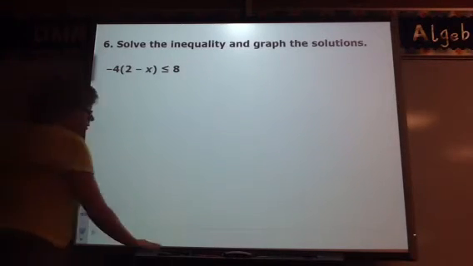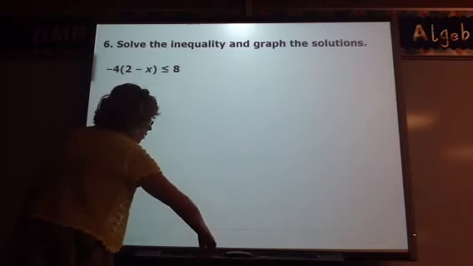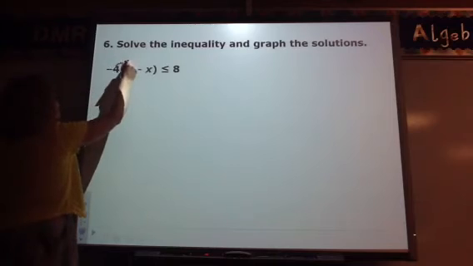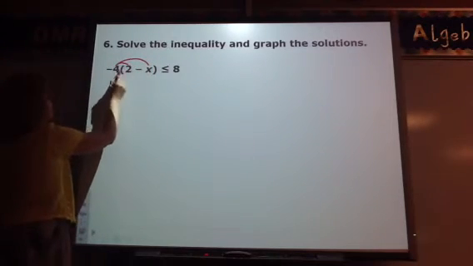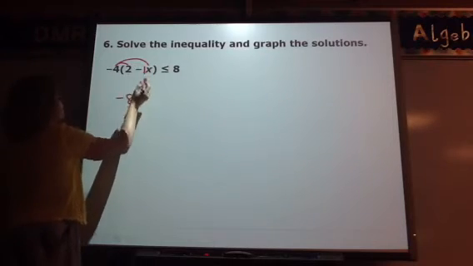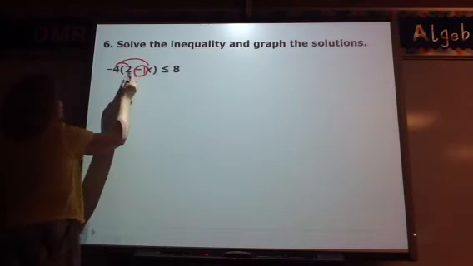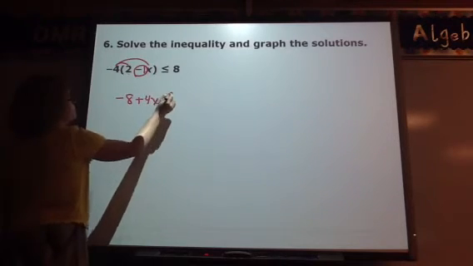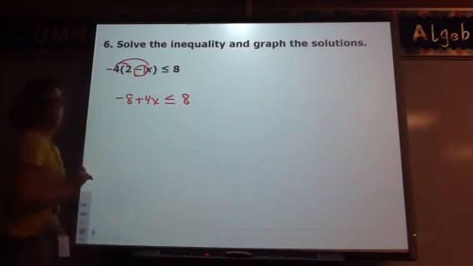Okay, two ways you can do this one. I'm going to show you the distributive way, because this is what we're working on, the distributive property. So on the left side, we must distribute. Negative 4 times a positive 2 is negative 8. This is a negative 1. Negative 4 times a negative 1 is a positive 4. Bring down the right side of that inequality.